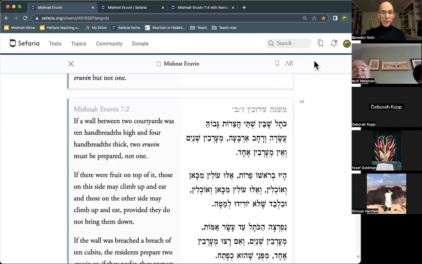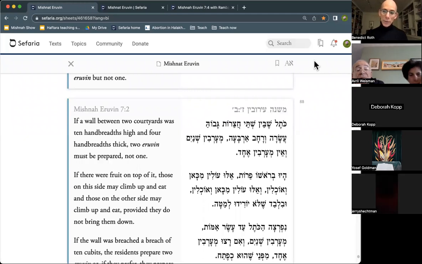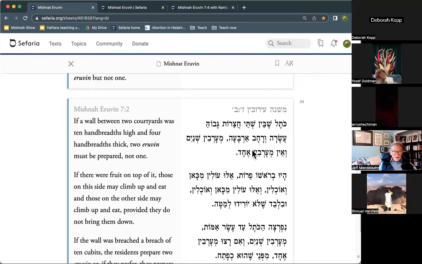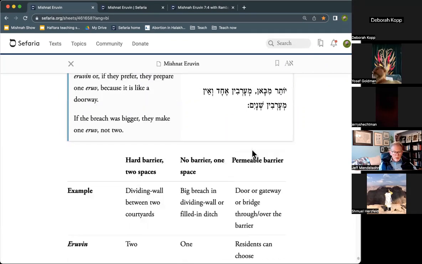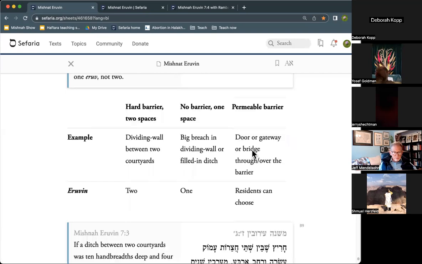And then we learned, by the way, that if there's a gap in the wall, maybe we have a choice between 2 or 1. Maybe the 2 courtyards can be joined. So there are certain kinds of divisions that divide courtyards and certain kinds of gaps that can unite them. As we go through the rest of chapter 7, we're going to learn more about dividing and uniting. I just wrote some principles out for you to get a preview of what we're going to see in the Mishnah.